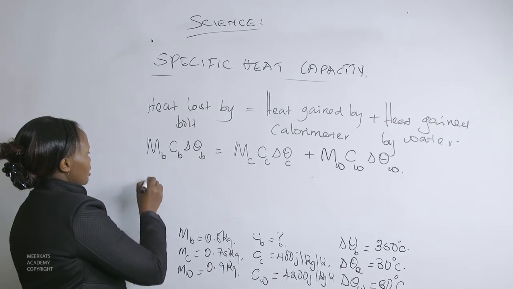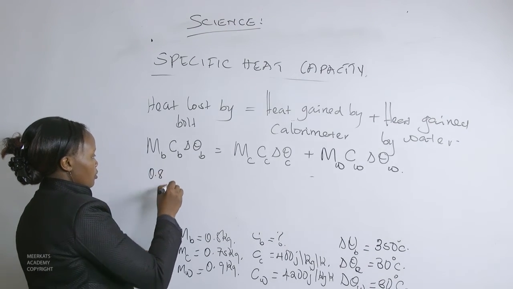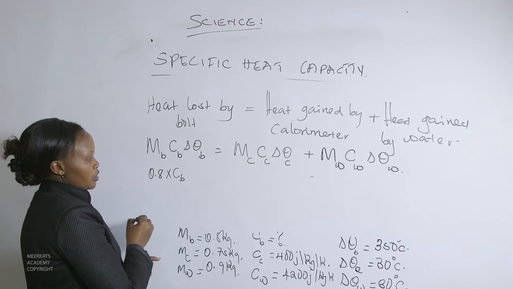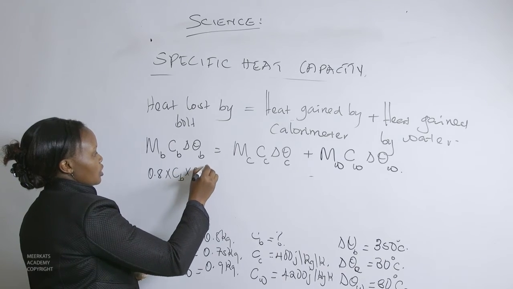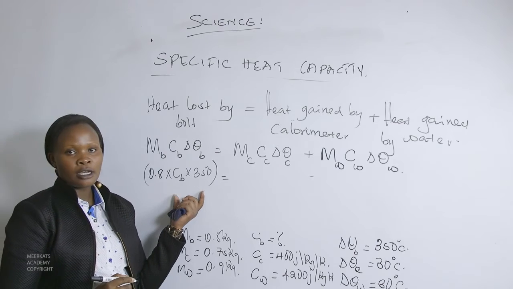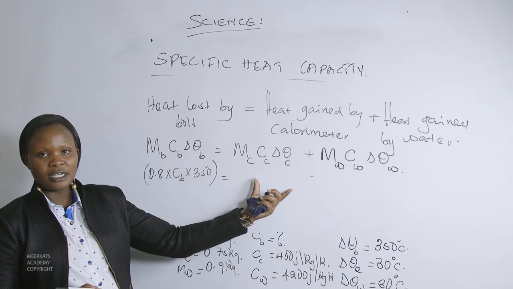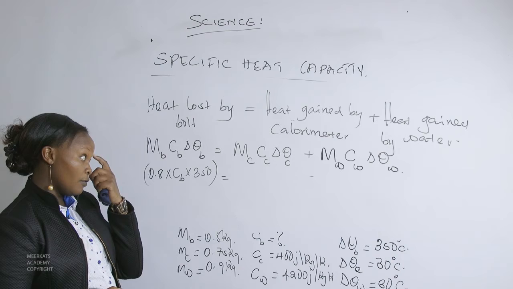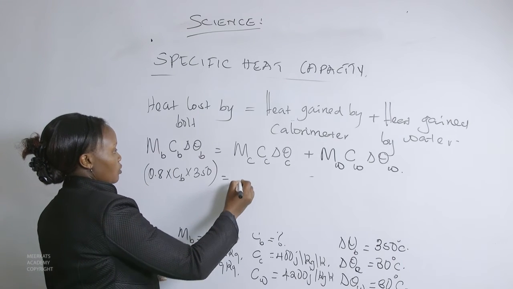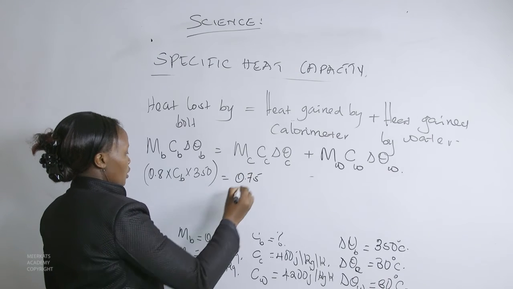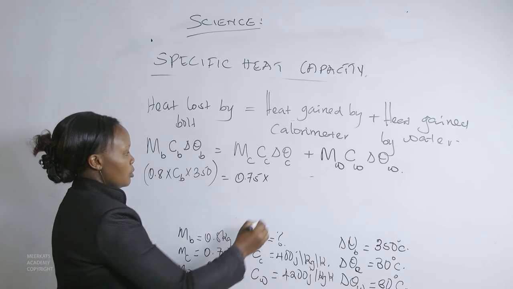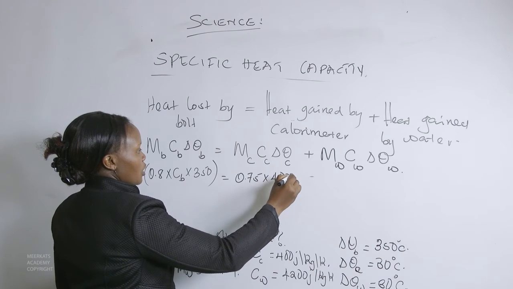Now, the mass is 0.8. We multiply this by what we are looking for, which is the specific heat capacity. This one we multiply by the change in temperature. Now, that part takes care of the bolt. Now we go to the right hand side and feed in the values in the equation. We take the mass of the calorimeter, which is 0.75. We multiply this by the specific heat capacity of the same, which we have been given as 400.